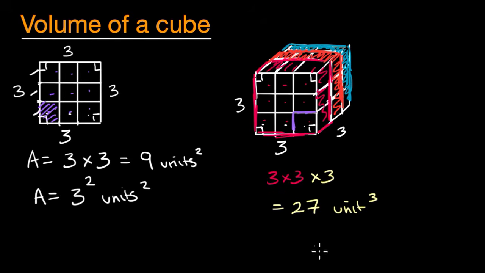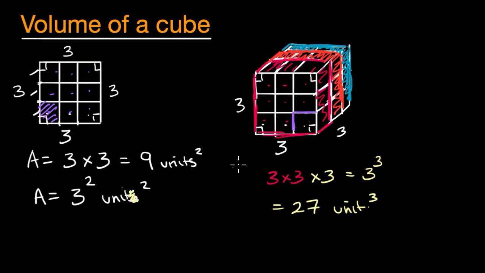I think you should say cubic units. If this was a meter, you would say meters cubed or cubic meters. And what you can see here is, what's the same thing as 3 times 3 times 3? That's the same thing as 3 to the third power. And you can see that's why people call this 3 cubed, because that's how you find the volume of a cube.